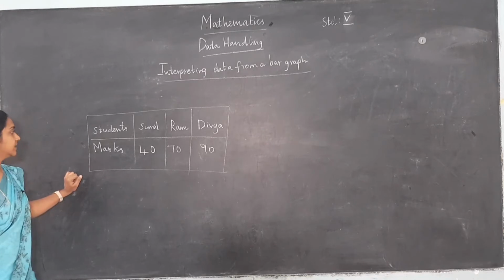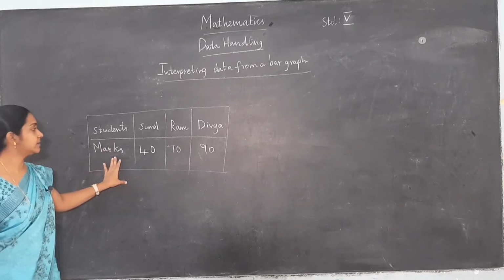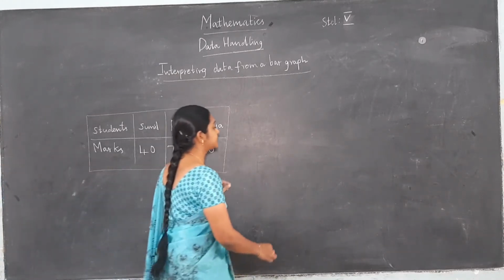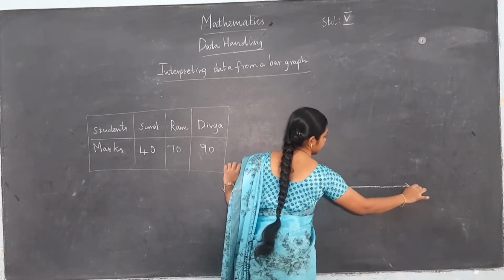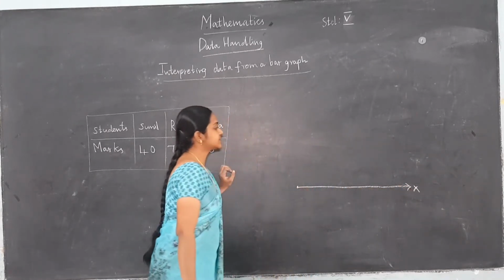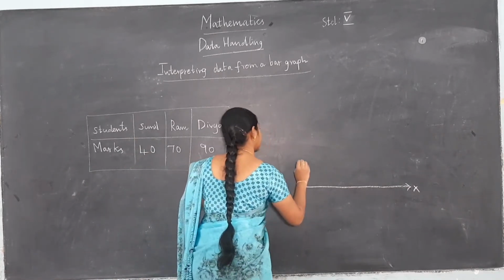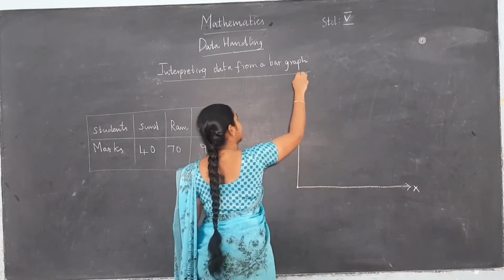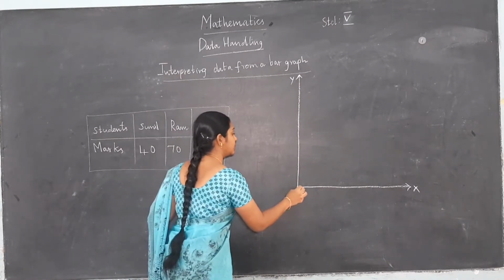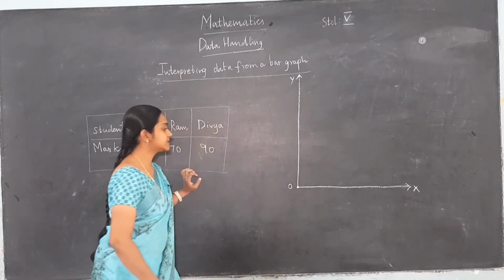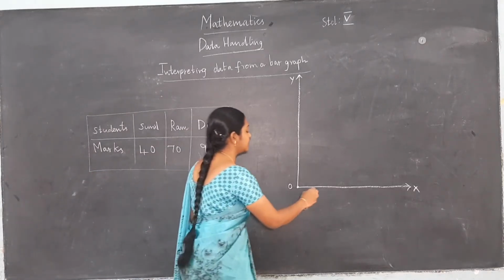Consider the data given here. Students and their marks are given. We are going to draw a bar diagram for this data. The first step is we have to draw the x-axis. Next we have to draw a vertical ray and mark it as the y-axis. Next we have to put 0 here. Next, at equal markings we have to represent the data.